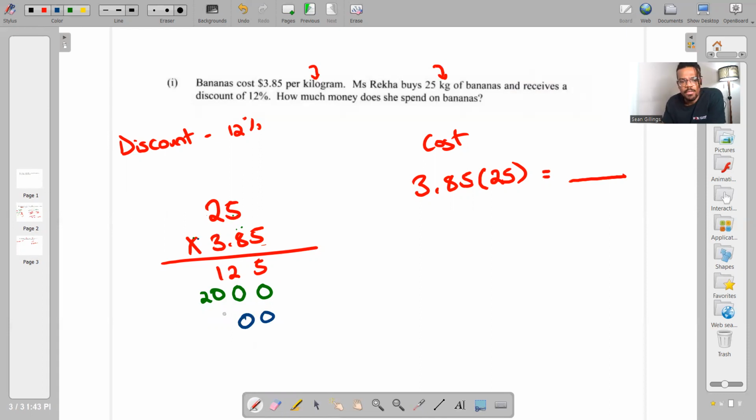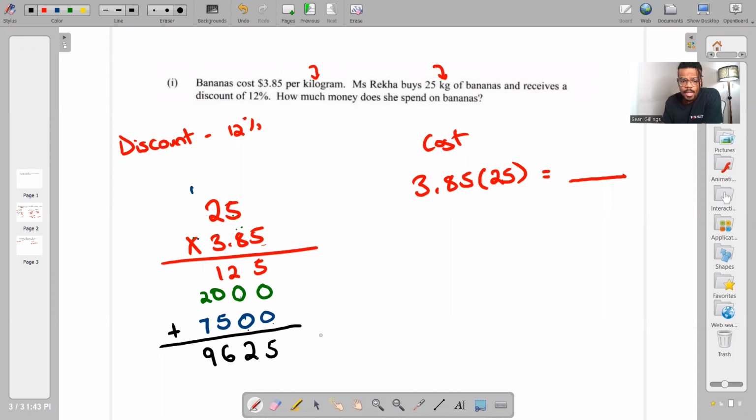3 times 5 is 15. Carry my 1. 3 times 2 is 6, plus 1 is 7. Then after that, all you're going to do is add them up. And what would you get? 5 plus 0 is 5. 2 plus 0 is 2. 1 plus 0 is 1. 1 plus 5 is 6. And then 2 plus 7 is going to be 9.